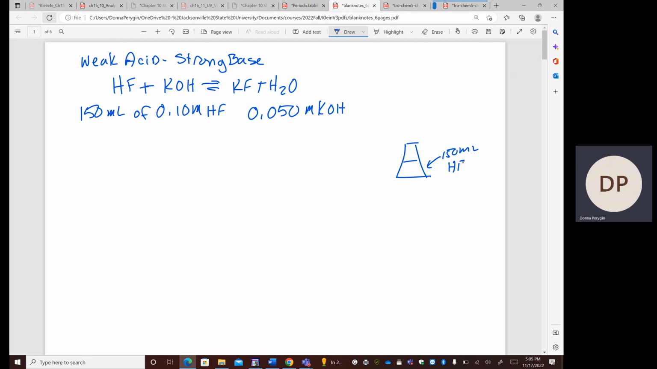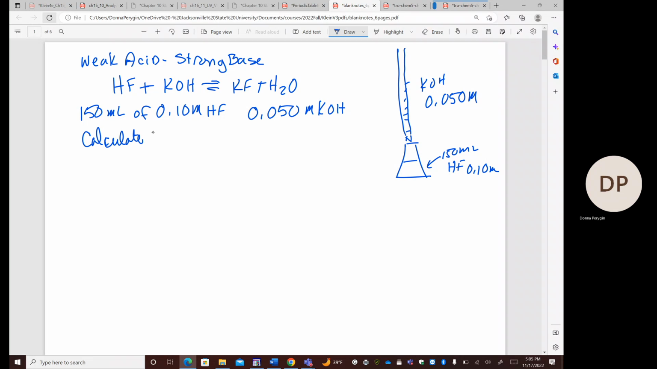So remember, this means that we have 150 milliliters of HF in our Erlenmeyer flask, right? And that's 0.10 molar HF. And then we've got a burette set up above it, and we're going to be adding KOH a little bit at a time, and that KOH is 0.050 molar. So let's calculate the pH in different regions of our titration graph.